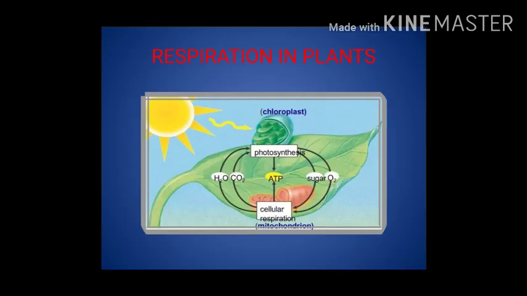Now, an overall picture showing respiration in plants. During photosynthesis, sugar and oxygen are produced. This is used up during cellular respiration, and cellular respiration releases water and carbon dioxide, which is again used by photosynthesis. Cellular respiration takes place in the mitochondria and photosynthesis takes place in the chloroplast.